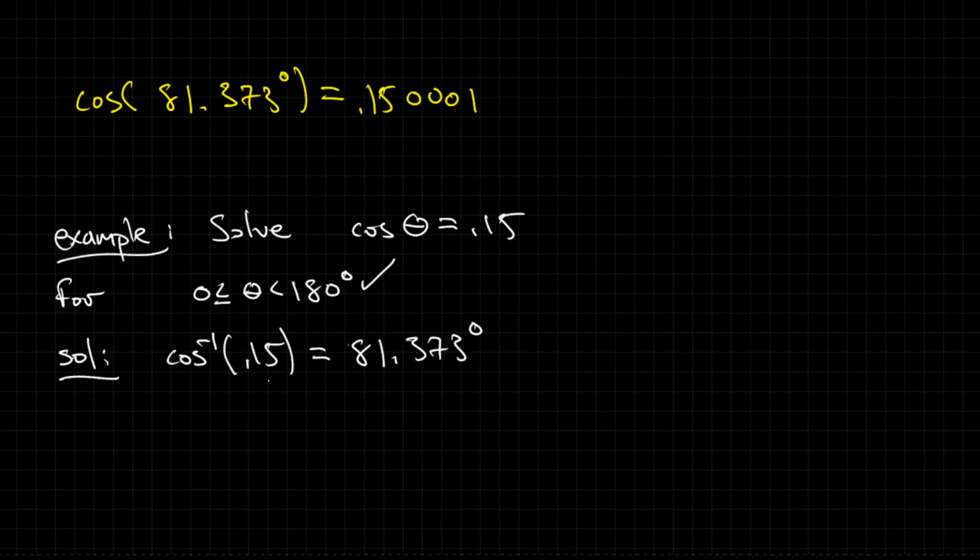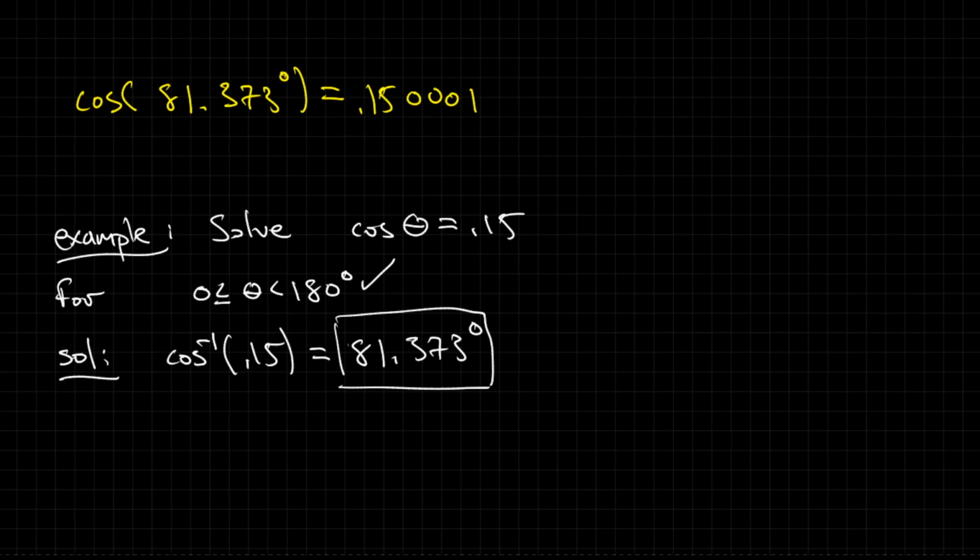Again, when you do these in your calculator, make sure that your calculator is in the appropriate mode. When you do cosine inverse of a number, the output is an angle, and it's going to be an angle that's measured in whatever mode your calculator is in. So if your calculator is in degree mode, then your answer is going to be in degrees, and if it's in radian mode, it will be in radians.